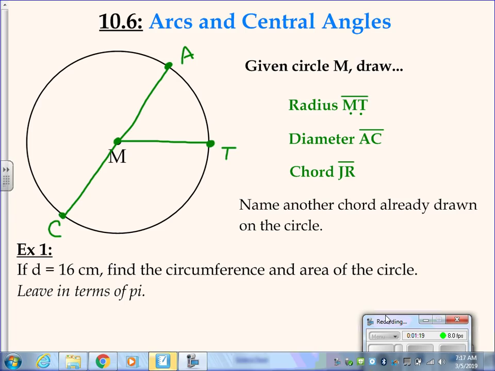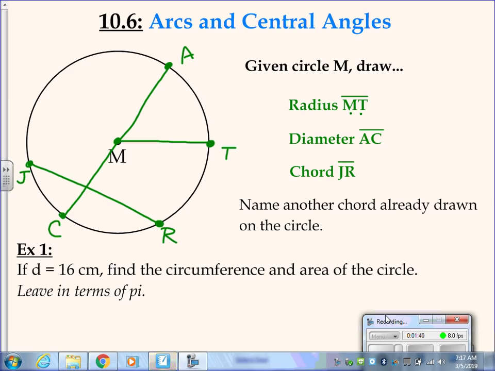Now the next part is a chord called JR. A chord is just like a diameter. It starts at one end of the circle, travels anywhere to the other end of the circle, and we'll call it JR.